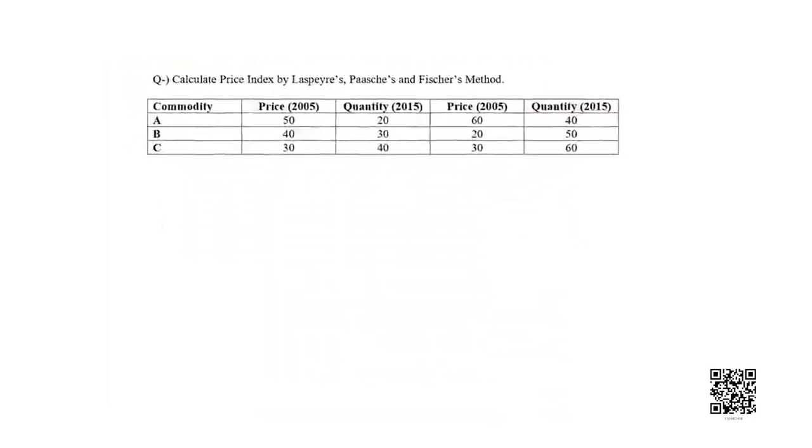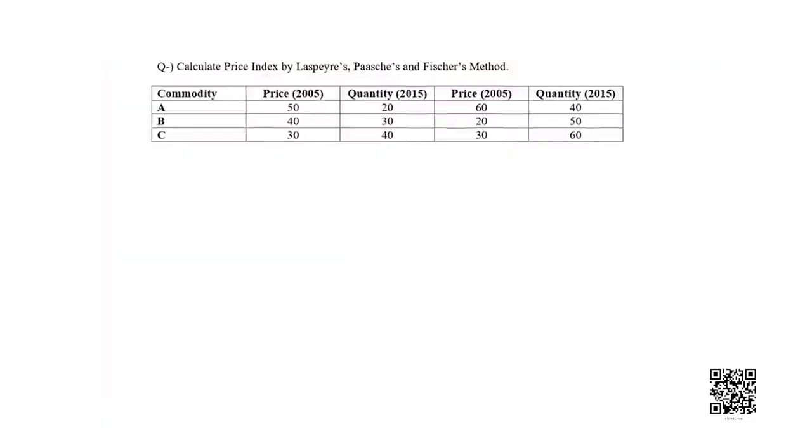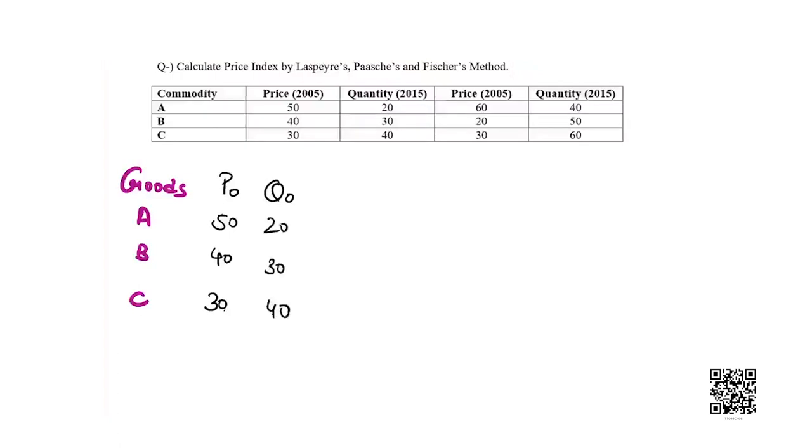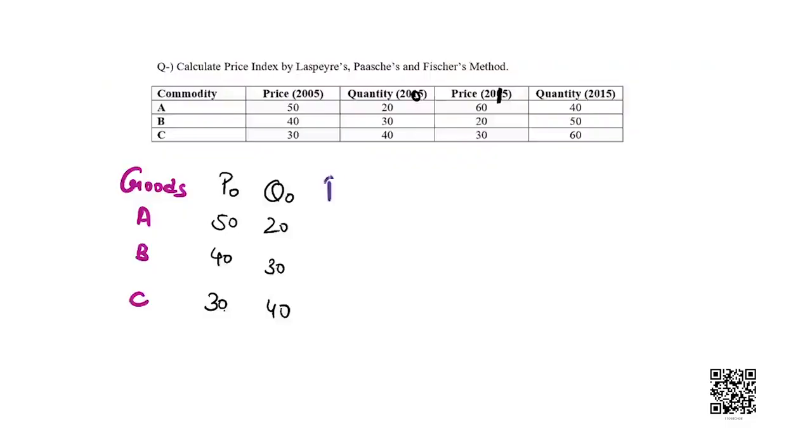Let's move on to our next question, where we have to calculate the price index again. So we have three commodities, that is A, B and C. Their prices in 2005 are assumed to be the prices of the base year. So we have 50, 40 and 30. The quantities of base year are 20, 30 and 40. So I am assuming these as the quantities of the base year and this as the price of the current year. So now we have P1 and Q1. So P1 is 60, 20 and 30, and Q1 is 40, 50 and 60.